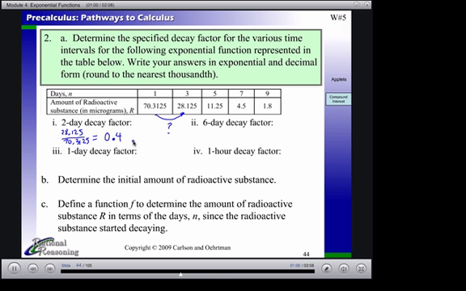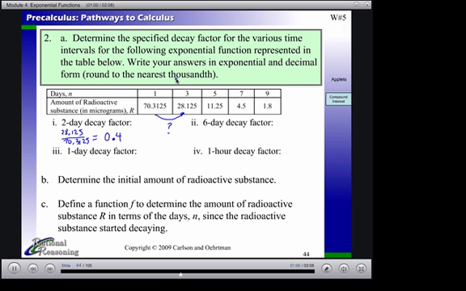So if the 2-day decay factor is 0.4, how can we quickly get the 6-day decay factor? Go ahead. Okay, that would work for sure. She wants to do 4.5 divided by 70.3125. Will that get it? Definitely. What's another way to get this? How does 6 days compare to 2 days? How many 2 days are in 6 days?